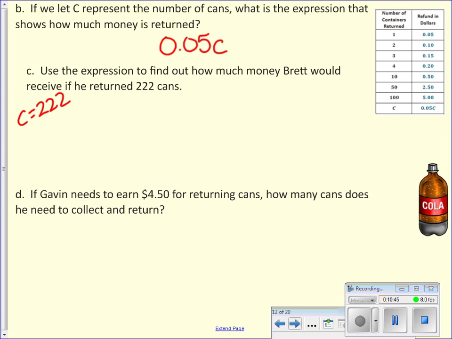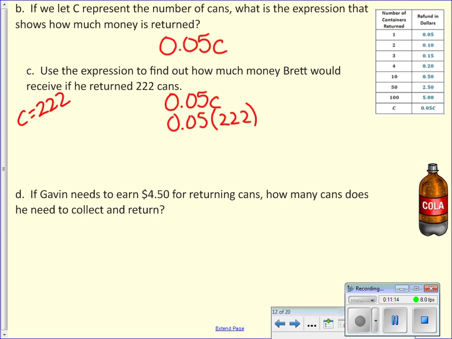I'm going to write that on the side as a little reminder. Now to solve it, I definitely do not want to extend my table to 222. So I'll just use my formula to solve it. Oops, I just said it. What do I write first? So 5 cents per can. 5 cents times 222 cans. Go to your margin and multiply.